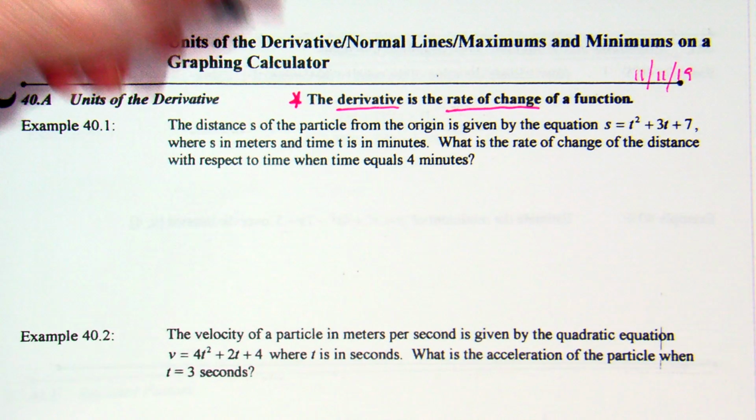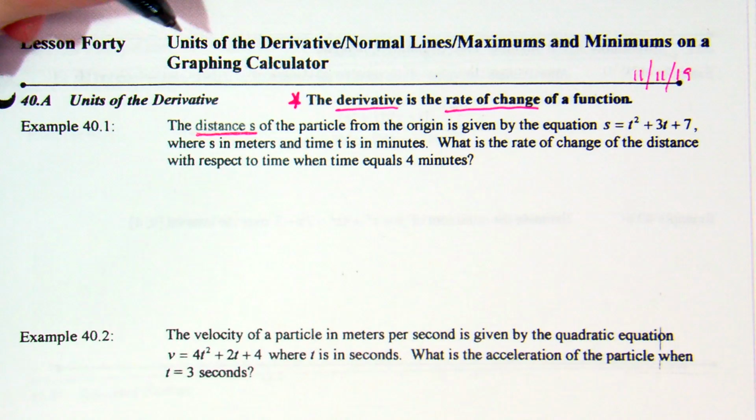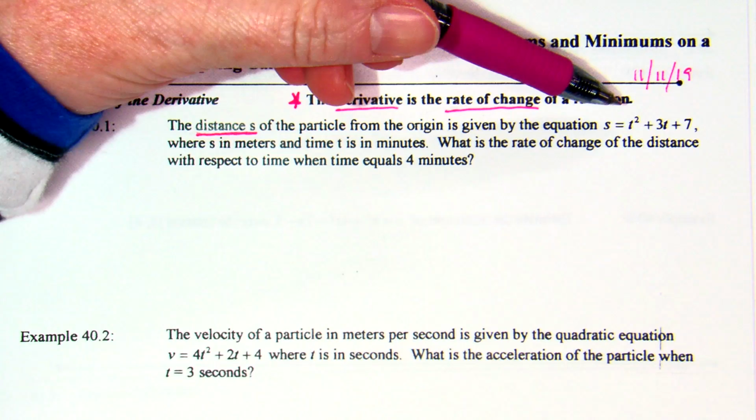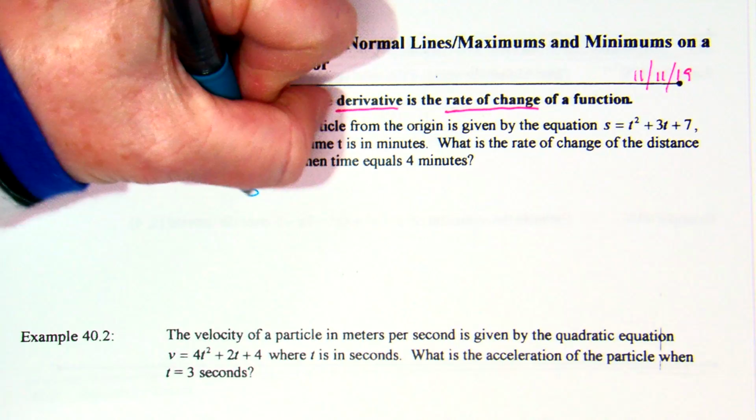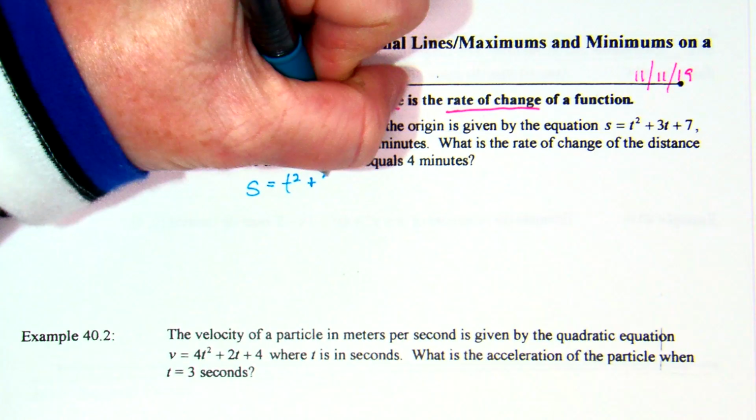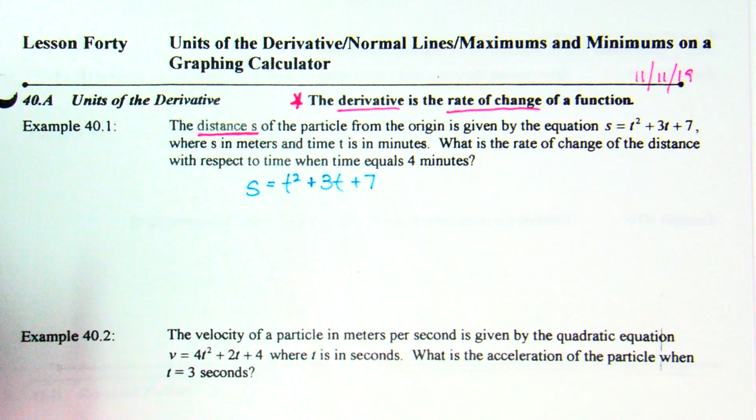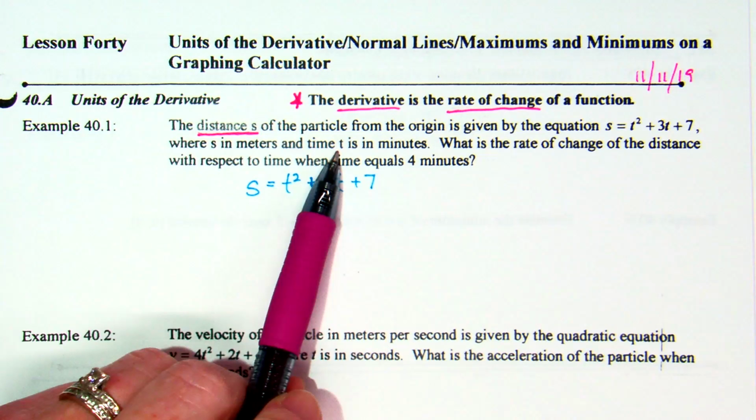s is distance. So this equation right here, s equals t squared plus 3t plus 7. That is your provided distance formula. t obviously is time. And they even go as far as to specify s is in meters and t is in minutes.